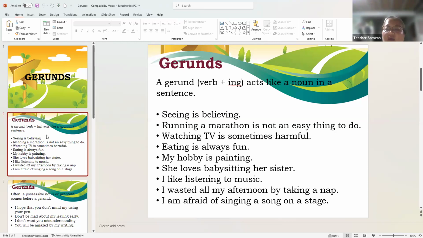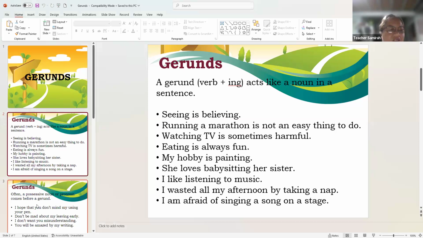Right? Okay, wait. So I am going to check first the attendance. I was not able to check the attendance. Mark is not yet present. I cannot see Mark. Okay. Wait.